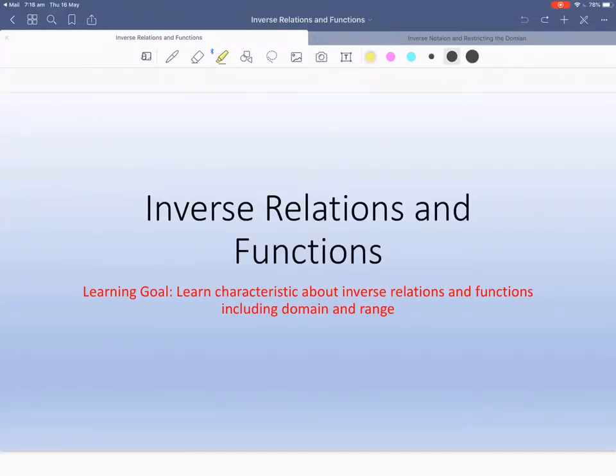In this lesson, we're going to look at inverse relations and functions. We're going to learn characteristics about inverse relations and functions, including domain and range. This one will be a big one, especially when it comes to inverse functions. If we know the original function and its domain and range, we should be able to know the inverse function's domain and range as well. So have a look at that.